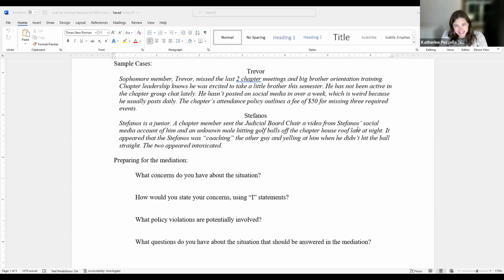Member first, rules second. That doesn't mean we put them aside, but definitely checking in and getting that context of like, hey, what's going on? Because this is unlike you. There's a couple things going on here that are unlike you. It's unlike you not to show up. It's unlike you not to be active in our group message and social media. Like, is everything okay? And getting some understanding of what's going on in their lives. And then you can decide if the $50 fee is warranted.